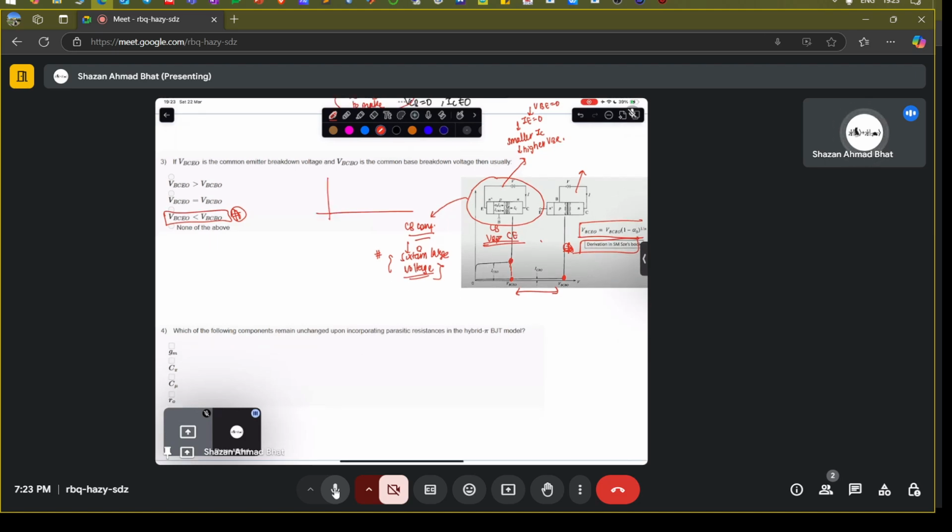The breakdown is this region. If these are the curves and this is 0, we're talking about common base, so we're drawing for this region. There is no current flowing, but suddenly the current shoots up here. Beyond this point is the breakdown voltage. This is the point at which the emitter current is 0, but as you go on increasing the VCB, you see that there is a shoot in the collector current. That is the point we are talking about.